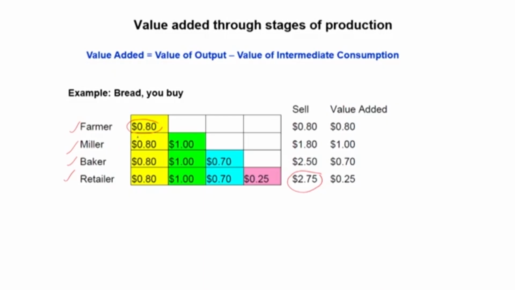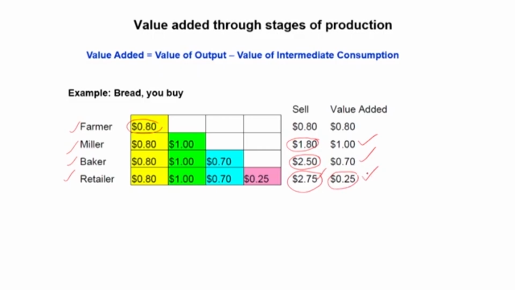Then when the miller buys from them at 0.8, after grinding, making it wheat flour, they sell it at 1.8. So their added value is 1. Then the baker buys it at 1.8 from the miller, and they sell it at 2.5, so they add a value of 0.7. And then the retailer takes it from the baker at 2.5 and sells at 2.75, making an income of 0.25.